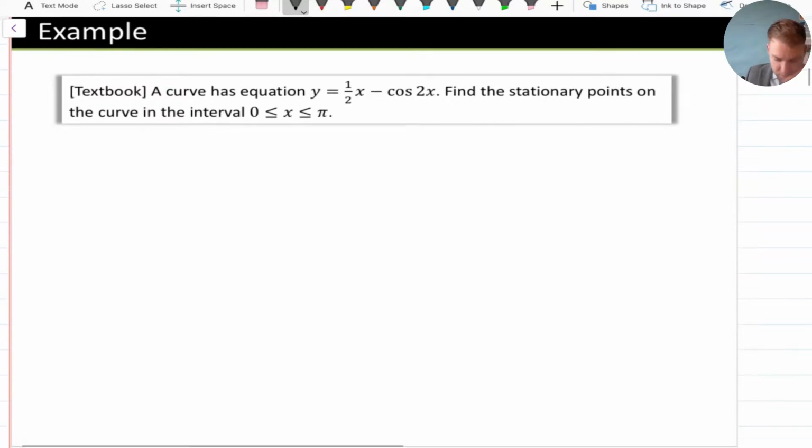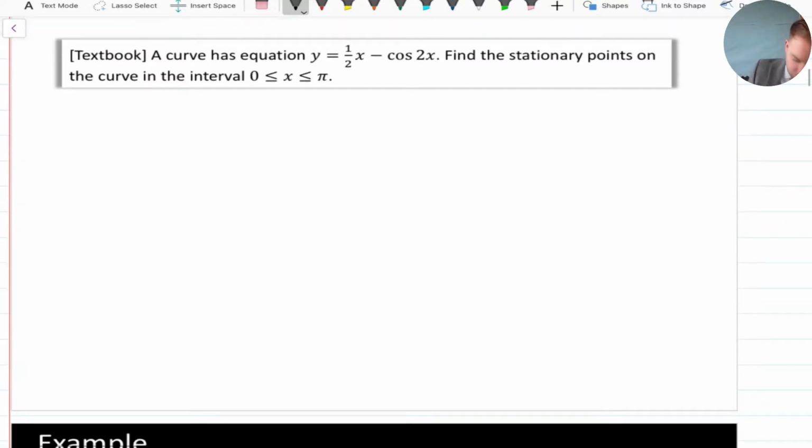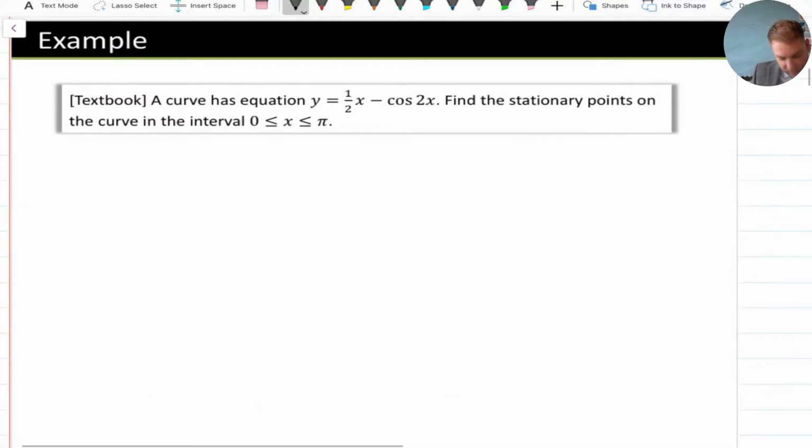Okay, let's have a look at this one then. So this is from the textbook. A curve has an equation y is equal to a half x minus cos 2x. Find the stationary points of the curve between the interval of 0 and pi. Now remember, first thing you're thinking here is stationary points. What does stationary points mean? Well, stationary points means that when dy by dx is equal to 0. That's what we're trying to find.